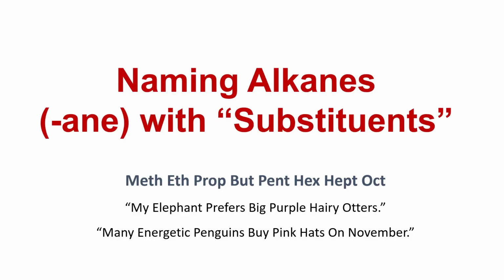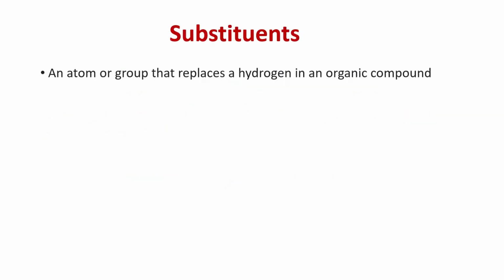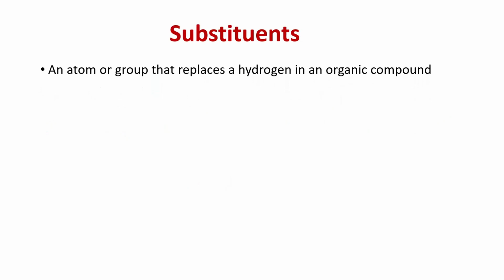For this specific case, we have some minor changes to the naming rules that will help us get the right name. But first, what is a substituent? A substituent can be an atom or group that replaces a hydrogen in an organic compound. The main chain hydrocarbon has one hydrogen or more that is replaced with an atom or group. That's why it is called a substituent, because each one substitutes one hydrogen in the main hydrocarbon.